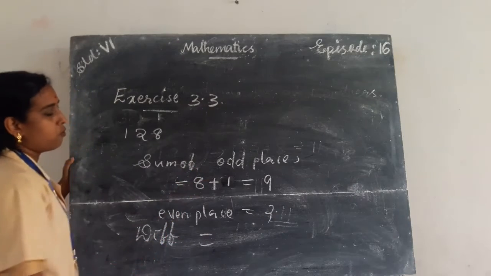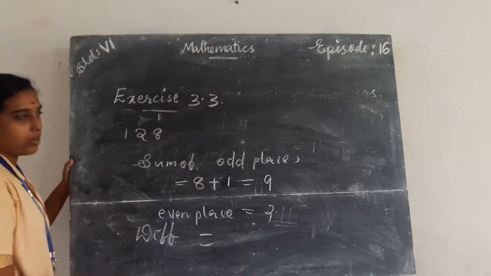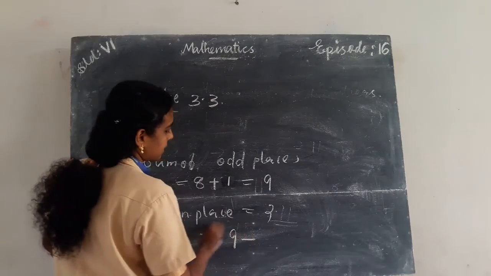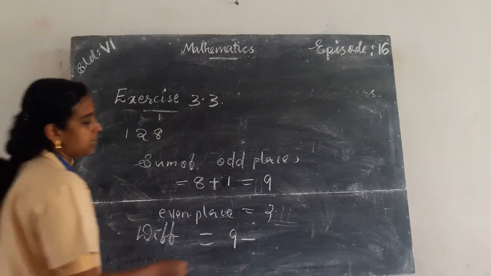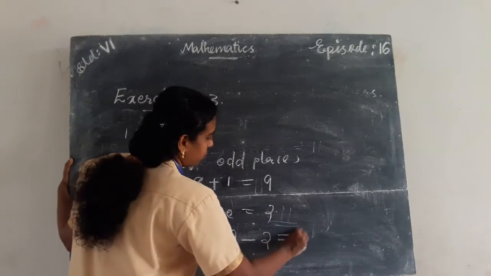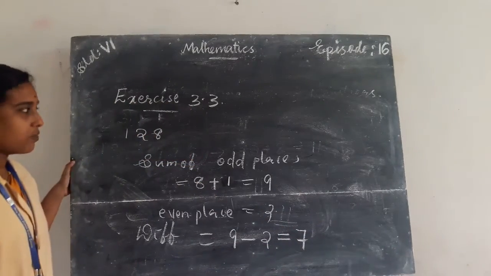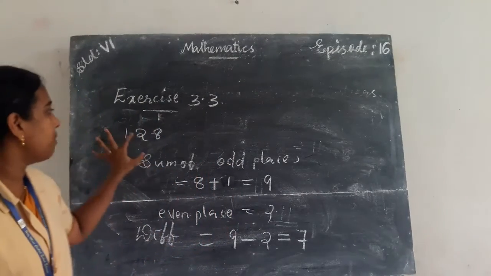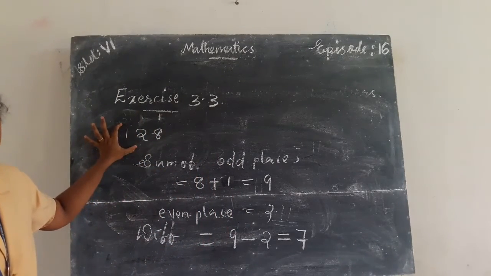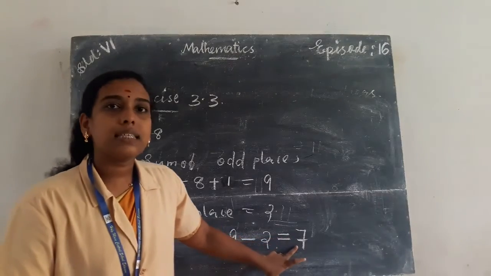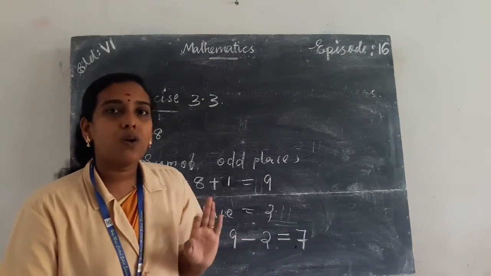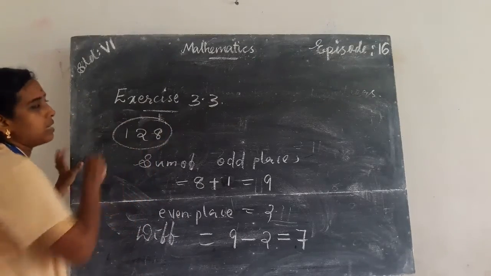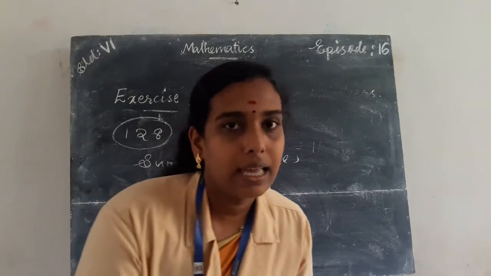Difference of sum of digits at odd places minus sum of digits at even places. Here the sum of digits at odd places is 9, minus the sum of digits at even places, which is 2. Then 9 minus 2 we get 7. If the difference is 0 or divisible by 11, then we can say that the number is divisible by 11. Here the difference is 7. So 7 is not divisible by 11. So we can say that 128 is not divisible by 11.